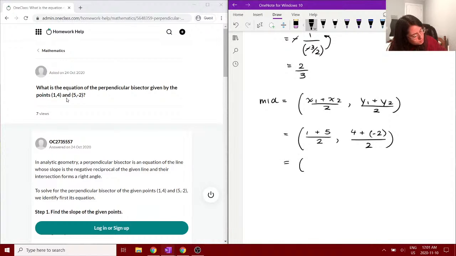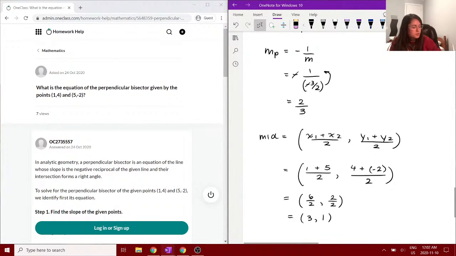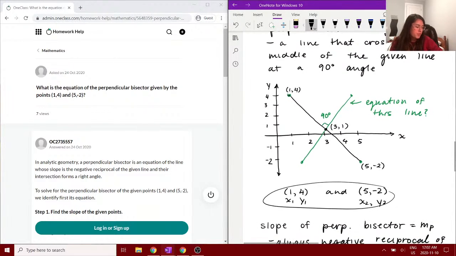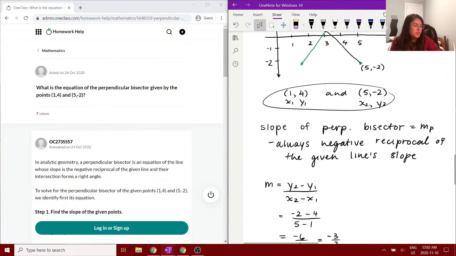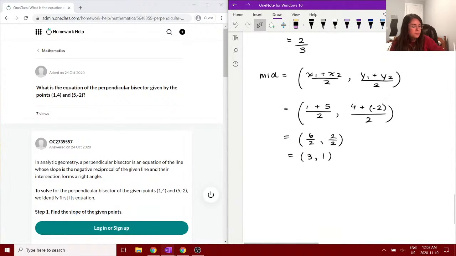Okay, let's just simplify. We have 6 over 2 and 2 over 2, which gives 3, 1. And that is our midpoint, 3, 1. So that's the value of this point here. Now for the equation of the perpendicular bisector, we have both the midpoint and the slope up here.